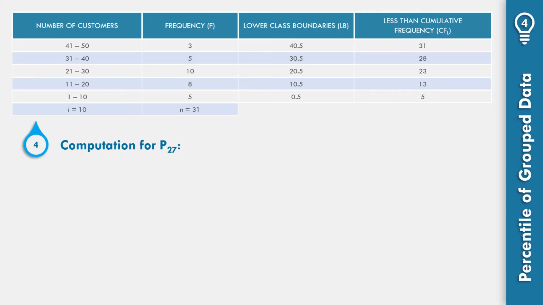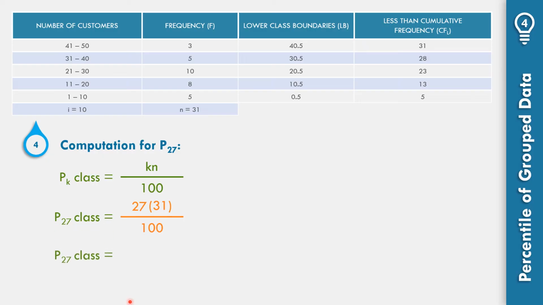So let us compute the P sub 27. But before that, let us identify the P sub k class. It is equal to k times n all over 100 to identify the value of the observation. So for the P sub 27 class, replace the value of k by 27. The total frequency, replace it with 31, copy 100. So 27 times 31 is 837. Copy the denominator, 100. 837 divided by 100 is equal to 8.37. So it means the P sub 27 class is at 8.37.